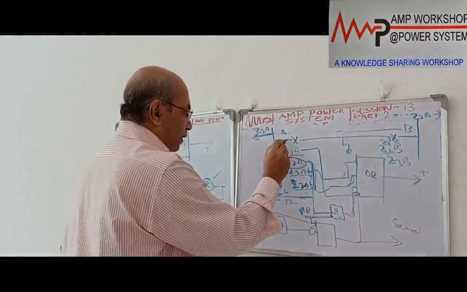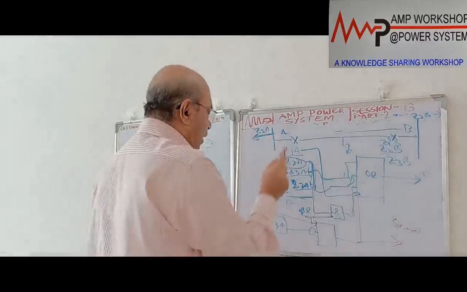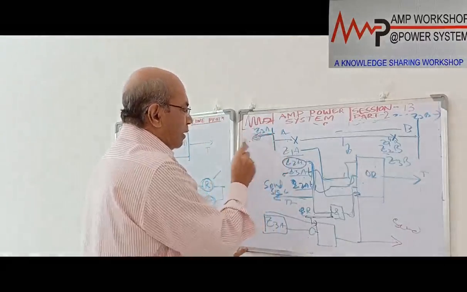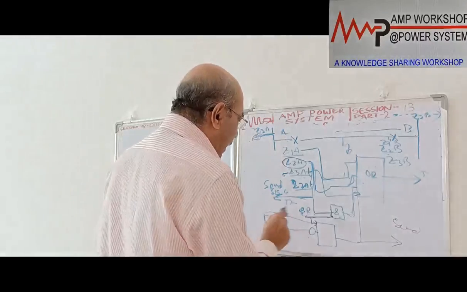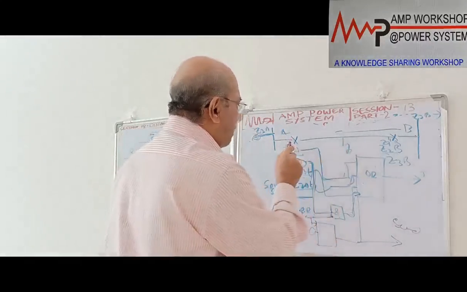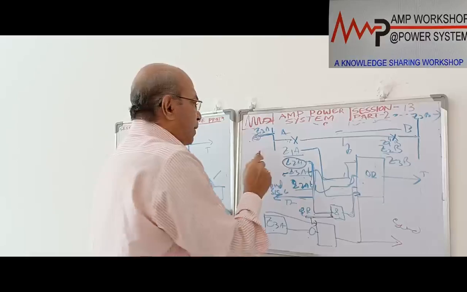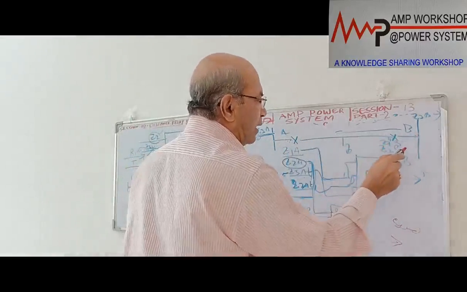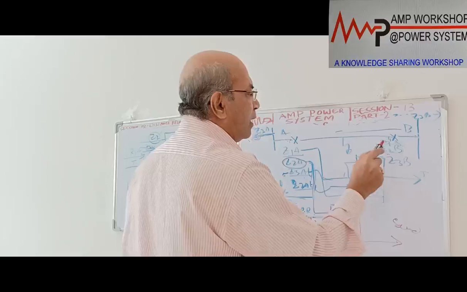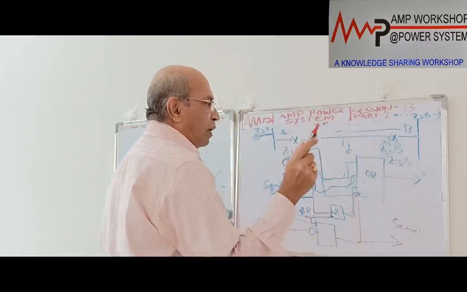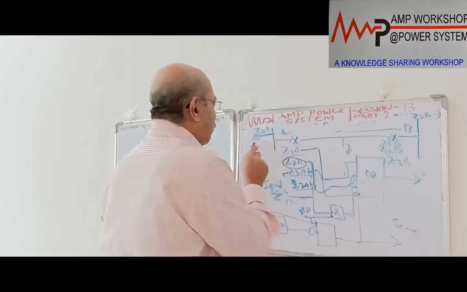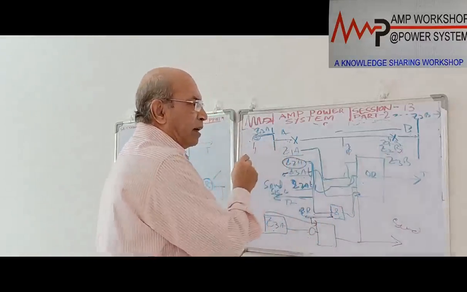When at this end the zone 3 element is not operated, and it has received a permissive from this end, what does it mean? Because this end's Z2 element has sent the permissive, right? A Z2 element permissive can be sent in two conditions: if the fault is inside, and when the fault is outside. In both cases the permissive will be sent.